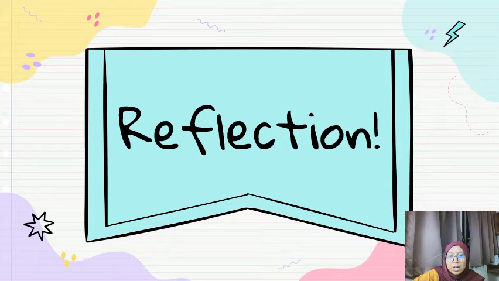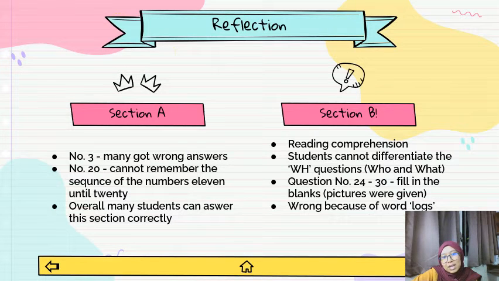Okay, now after the justification of the test items, I will go deeper into reflection, where I need to reflect on whether those types of test items actually work for the students or not. So the first one, section A. What can I see after I've marked the papers?